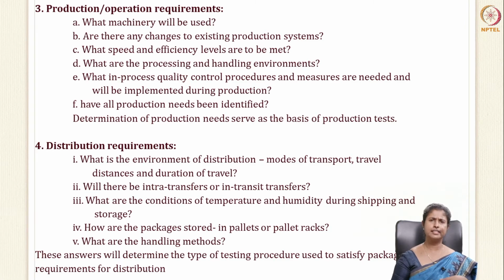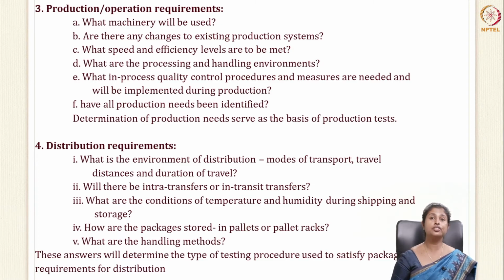The third one is the production or operation requirements. Here you will ask questions like, what is the machinery that the package has to go through? Are there any changes in the existing production system? What is the speed and efficiency level that you need to meet? What is the processing and handling environment? Have all the production needs been identified? Very important. When you determine the production needs, this will be the basis for all the production tests. Suppose it has to move very efficiently or at high speed. Such kinds of packages have to be chosen.